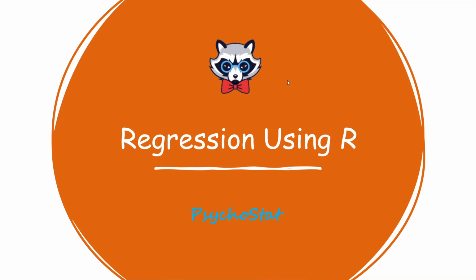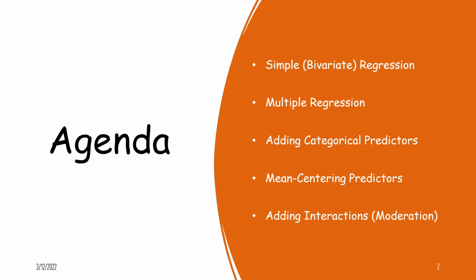So today we're going to be going over the third video in the regression using R series, and that's going to be adding categorical predictors to a regression model. Before, in our earlier videos, we looked at how to do simple bivariate regression with just one predictor. Then we moved on to multiple regression, and now we're going to talk about how we might add categorical predictors. And in the next videos, we'll go over how to mean center predictors and adding interaction terms.